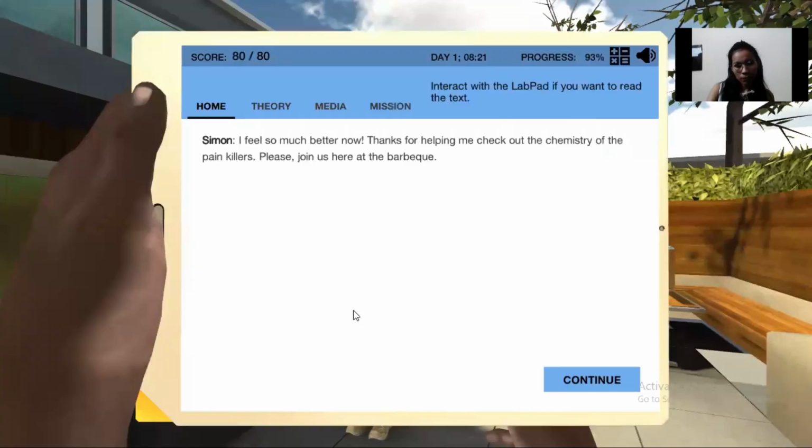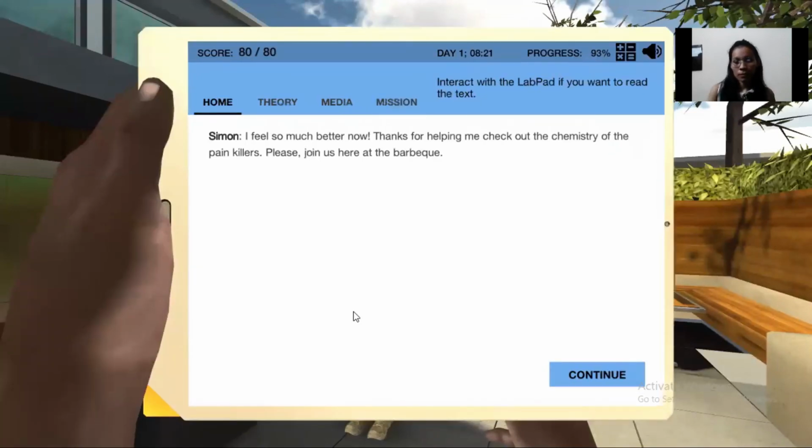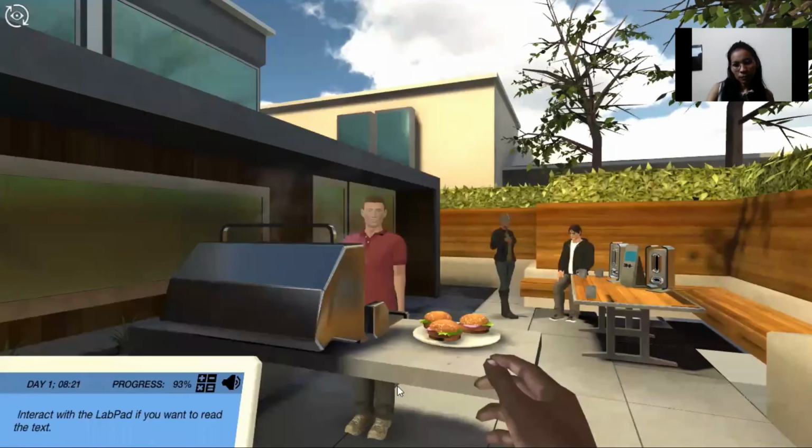I feel so much better now. Thanks for helping me check out the chemistry of the painkillers. Please, join us here at the barbecue.